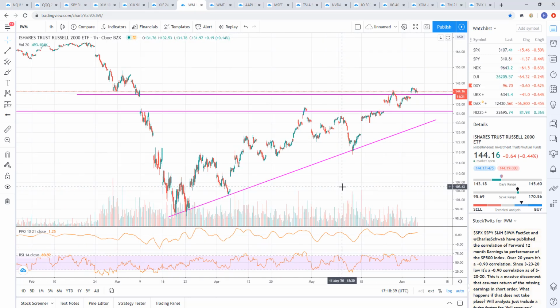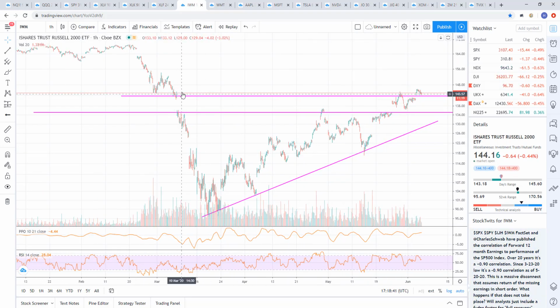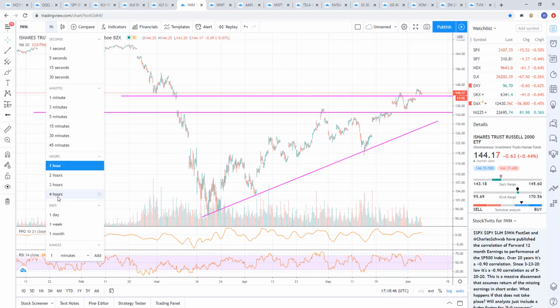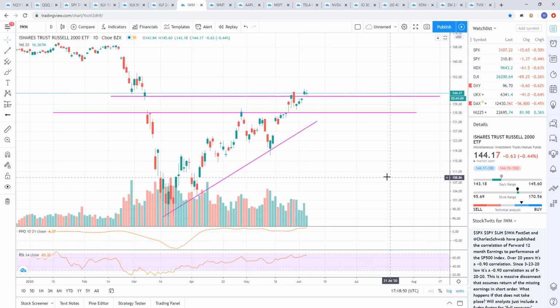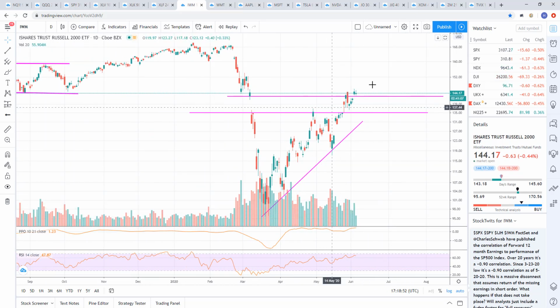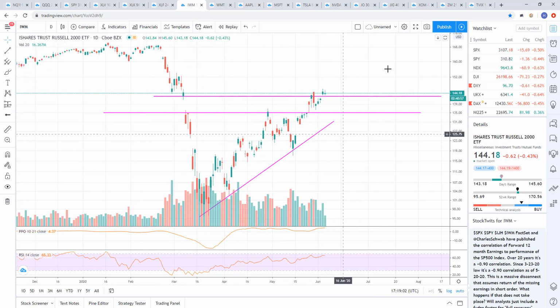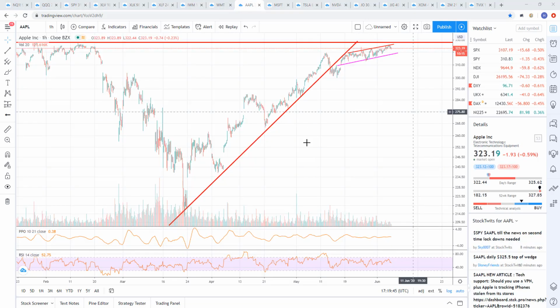IWM, which is the small caps. Pop the gap right here. We're chopping above it. We'll see what happens. Ultimately, it's still bullish. So we'll have to continue to watch the small caps because they can be a leading indicator oftentimes. So I don't see any substantial change from yesterday in this one.